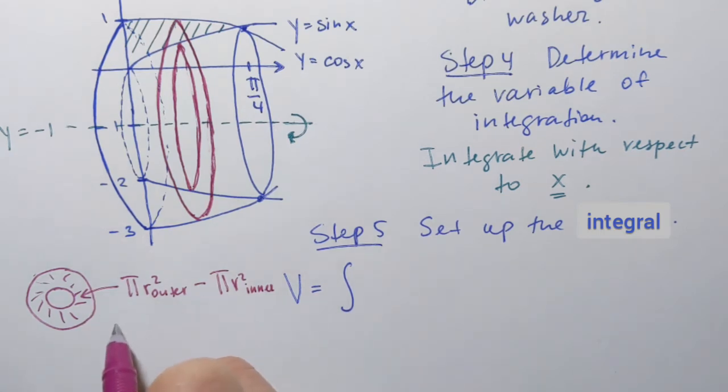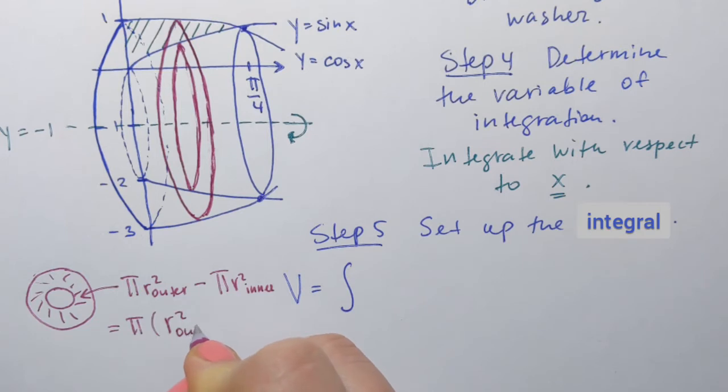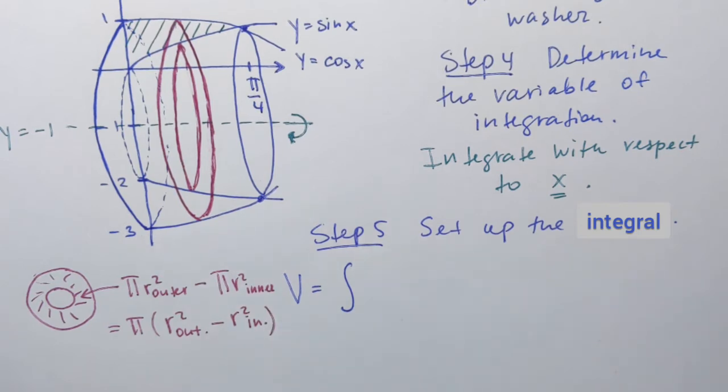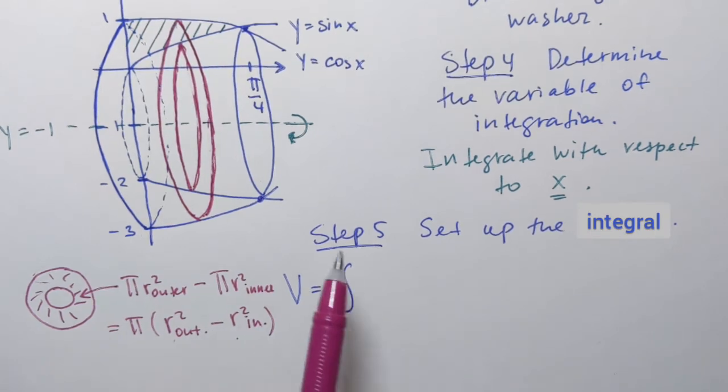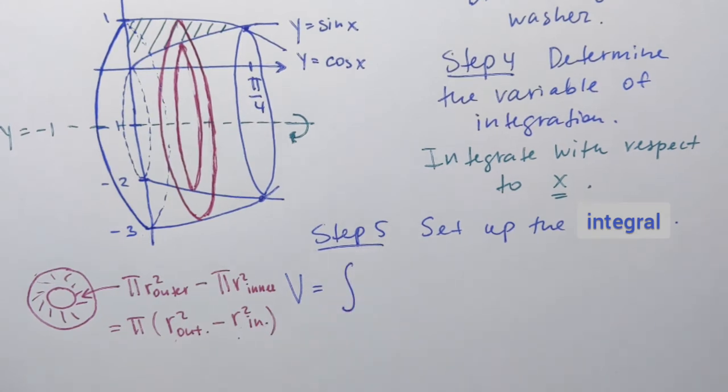And when I set up this expression, of course I can factor out pi, and it's just r squared, where r is the outer radius, minus r squared, where r is the inner radius. So that's what I'll need to find, but of course those r's will have to be expressed as functions. And that's going to be the next step. I'm saying step 5, so I guess it's within step 5 for us.